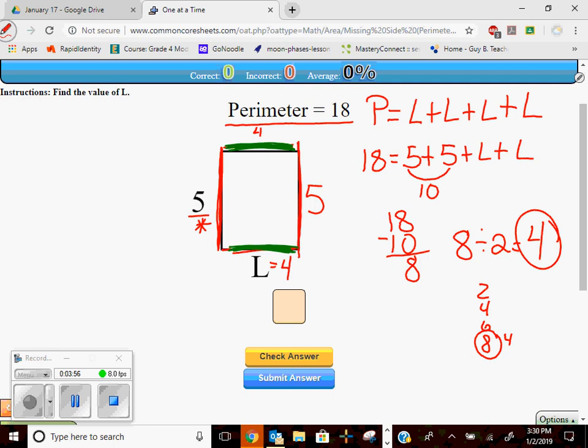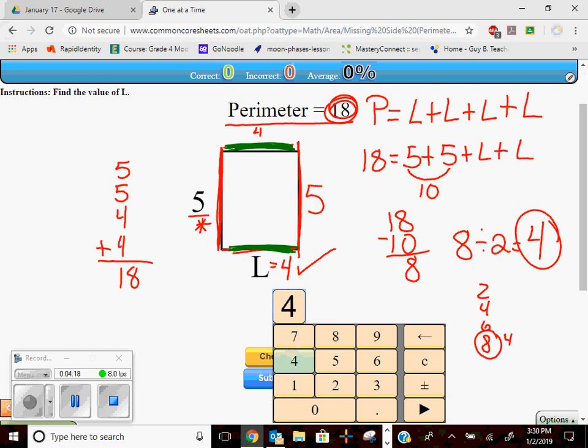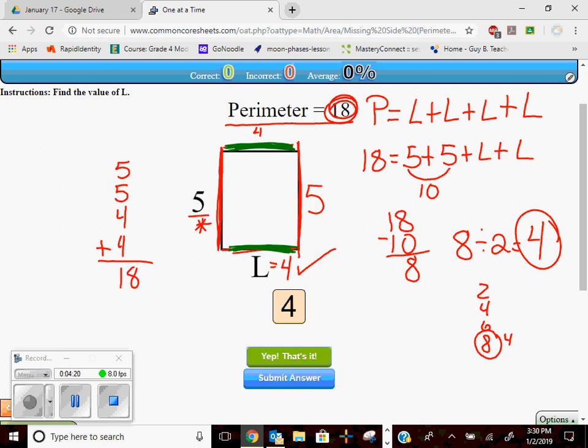I can check this. It's very easy to check. All I have to do is add up those sides: 5 plus 5 plus 4 plus 4. Well, I know that 5 plus 5 is 10, and I know that 4 plus 4 is 8. So 10 plus 8 gives me that 18, which is the same as up here. So then I know that this is correct. But like yesterday, let's submit it and find out. Yep, that's it. The missing length is 4.